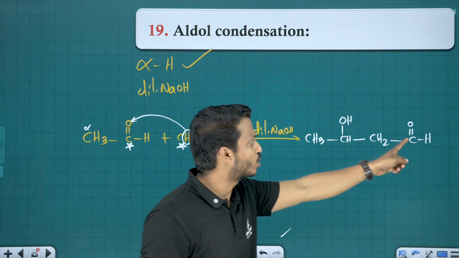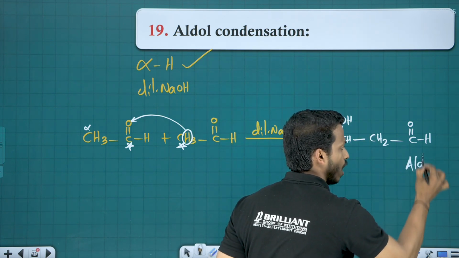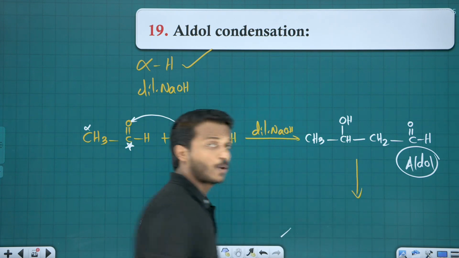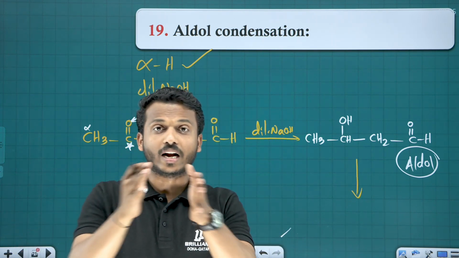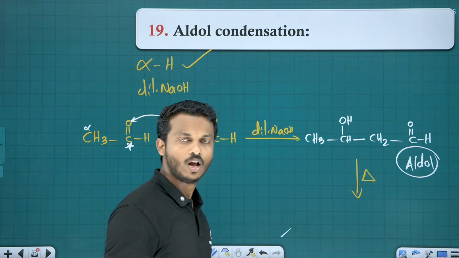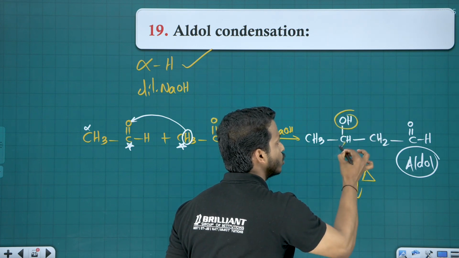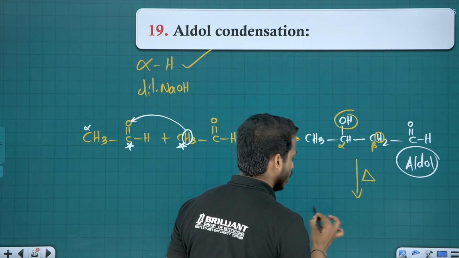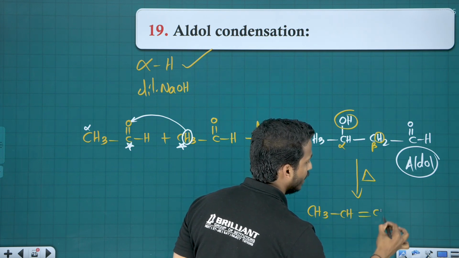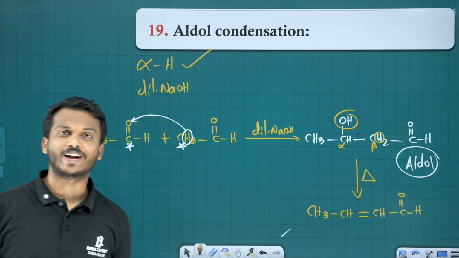Have you seen this compound contains an aldehyde and alcohol together, therefore it is called what? Aldol, right? But what is the process called? Aldol condensation. Condensation means removal of water. For that you have to heat the aldol. Dehydration means removing OH and H. OH I am taking from this one, hydrogen from this one. So you will get a double bond between alpha and beta. This is called aldol condensation.